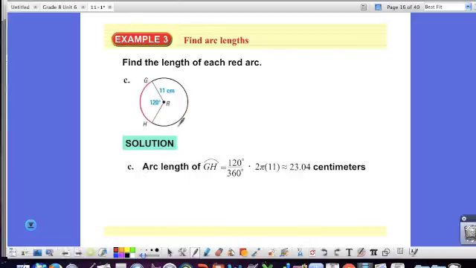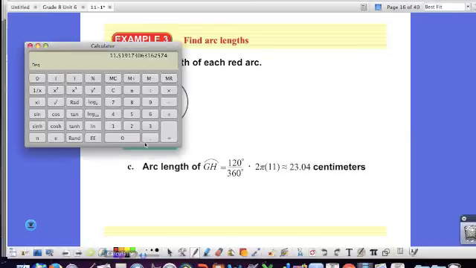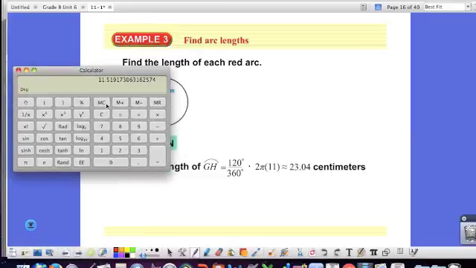And now find this arc length. So 120 over 360. Now let's say you didn't feel like simplifying it. You don't have to simplify it. So we have a circumference of 22 times pi equals that amount. I'm going to multiply by 120 and divide by 360, and that is going to equal about 23.04.